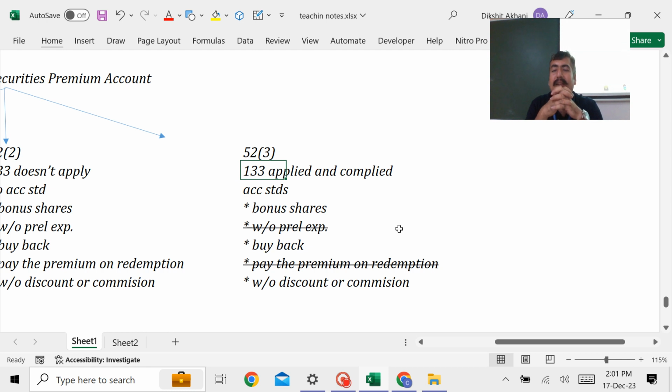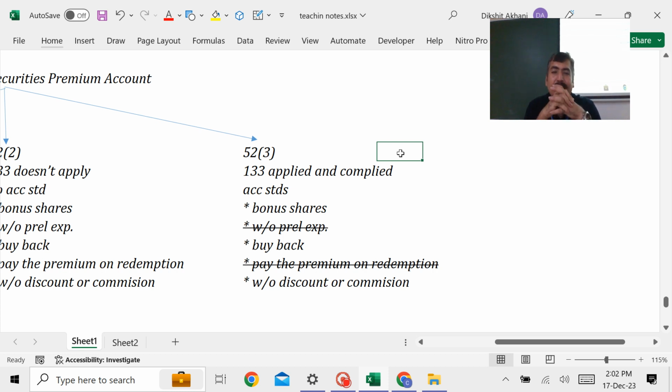अच्छा, इसके लिए मैं कभी आई डिडंट वांट टू गो इन दिस डिस्कशन, बट लेट मी टेल यू, in fact there was one misinterpretation, because while drafting the law didn't clarify this, that what is the exact interpretation of this thing. देखो लॉ ने ये लिखा है 133 applied and complied, the security premium account can be used for bonus shares, buyback and to write off the discount and commission. But there were two different interpretations to this.